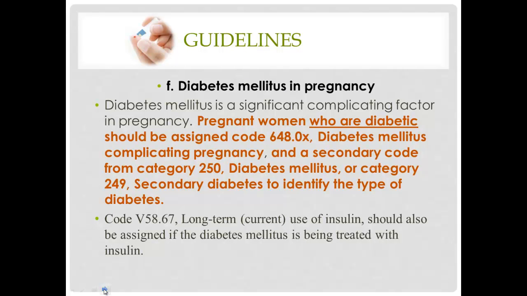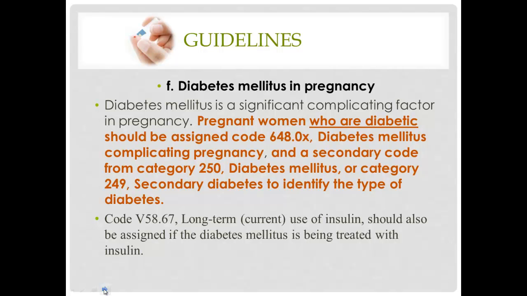What if the patient is diabetic and she's pregnant? So if the patient is already diabetic, but then she gets pregnant, the pregnancy should be coded with 648.0, and you will need a 5th digit. This code indicates that diabetes is complicating the pregnancy, and then you would need to have a secondary code from category 250 or 249, whichever meets the requirements in the scenario.